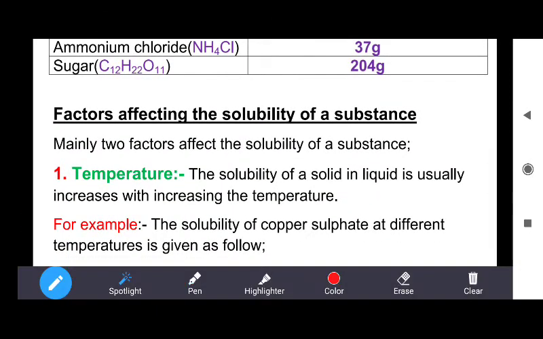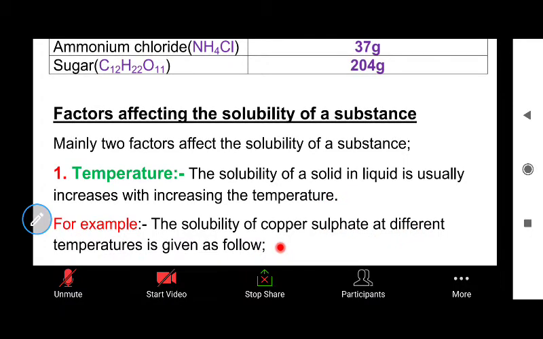After the solubility, there are some factors which affect the solubility of a substance, and mainly two factors affect it. The first factor is temperature. If a solution is made up of a solid in liquid, the solubility of a solid in liquid usually increases with increasing temperature. If you prepare a solution in which a solid substance is dissolved in liquid, then the solubility increases with increasing temperature. For example, the solubility of copper sulfate at different temperatures is given as follows.